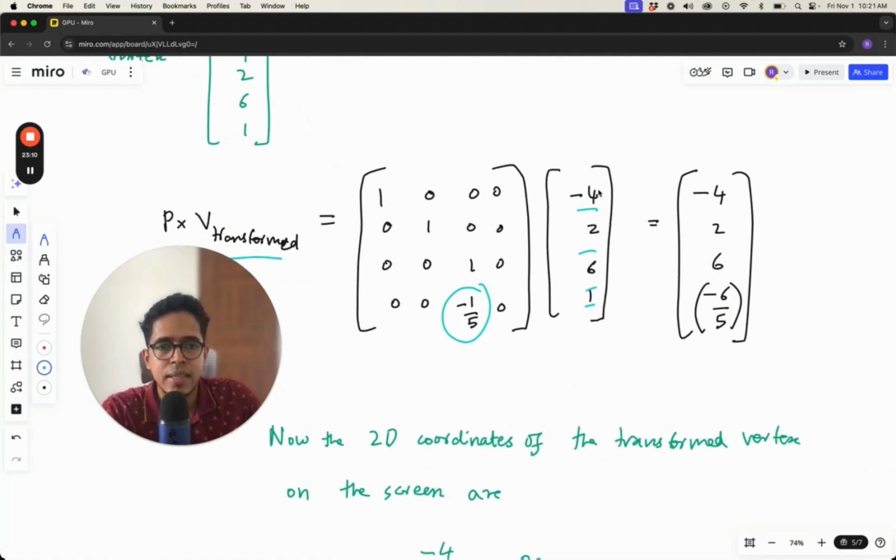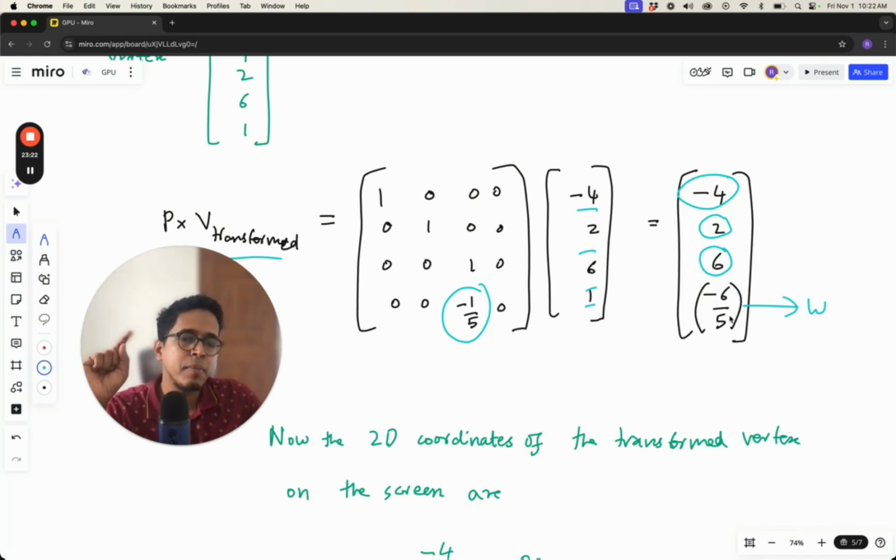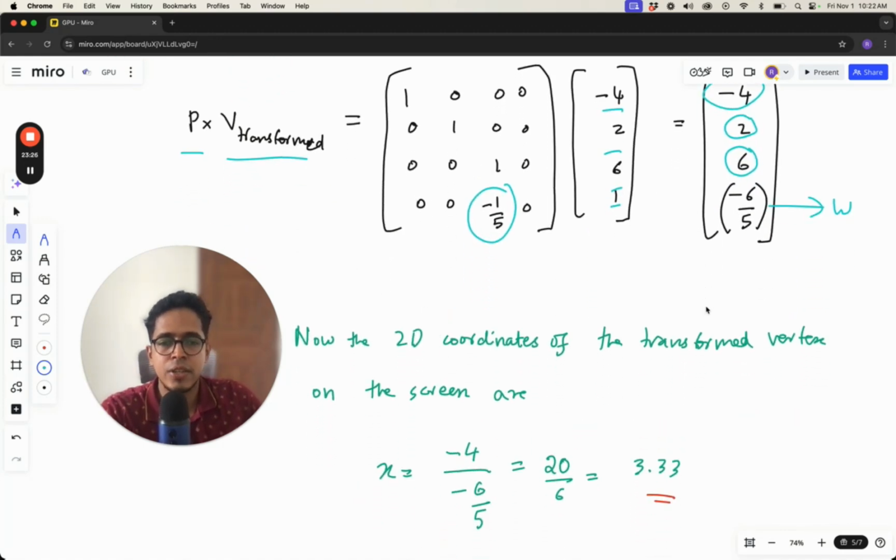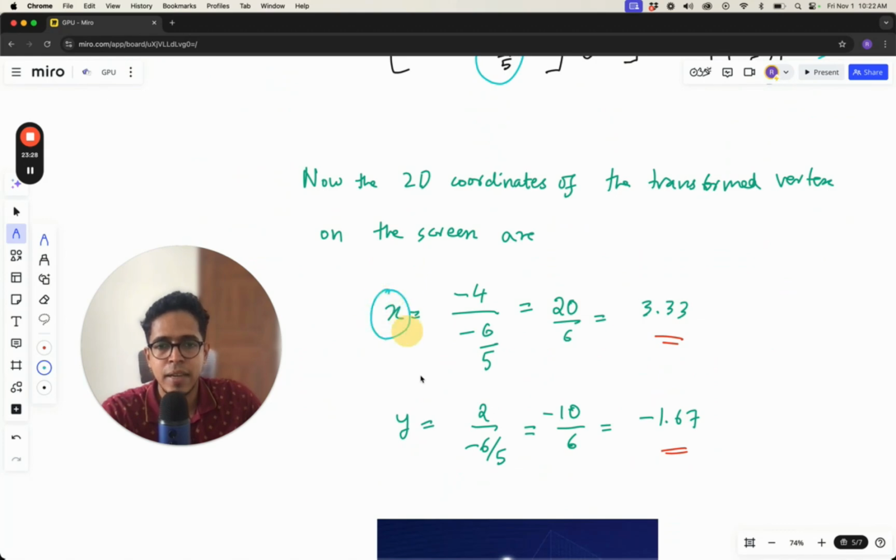So here you can see that the three values of these coordinates, the x, y, z transformed coordinates, are unchanged. Only the value of w has changed now. The original value of w that we set was 1, but now it became minus 6 by 5. Now, all we need to do is find the 2D coordinates. So we only care about the xy coordinates.